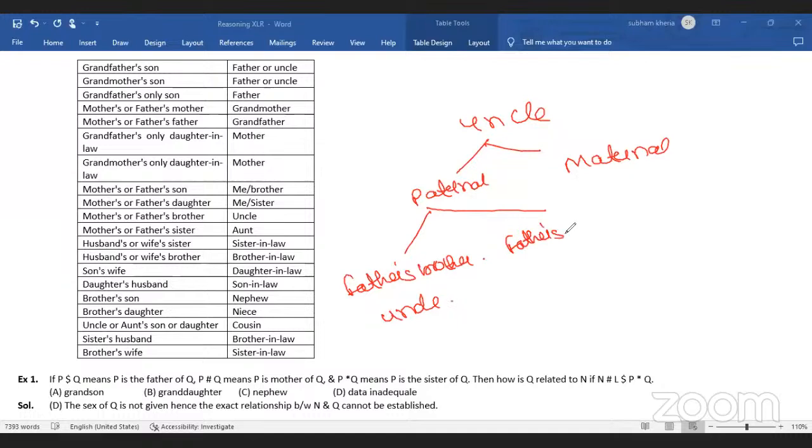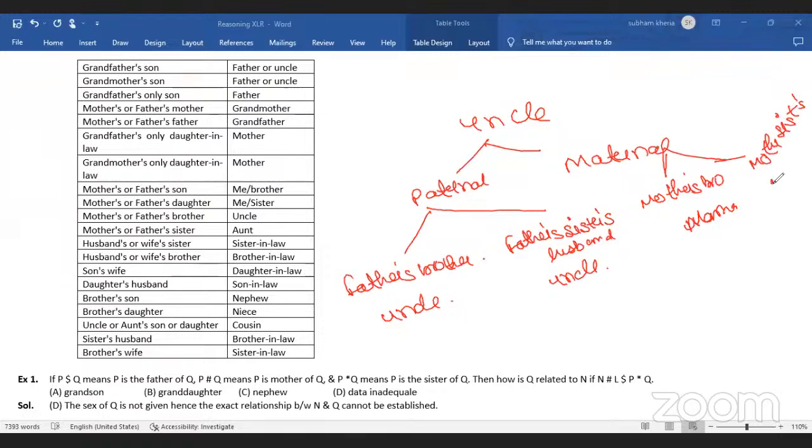Father's sister's husband is also uncle. Don't get confused. ठीक है? Father's sister's मतलब बुआ का पति is also uncle. फूफा. Maternal also same logic. Mother's brother, mother's bro is also uncle. That is mama. And mother's sister's husband, that is mosa, is also uncle.